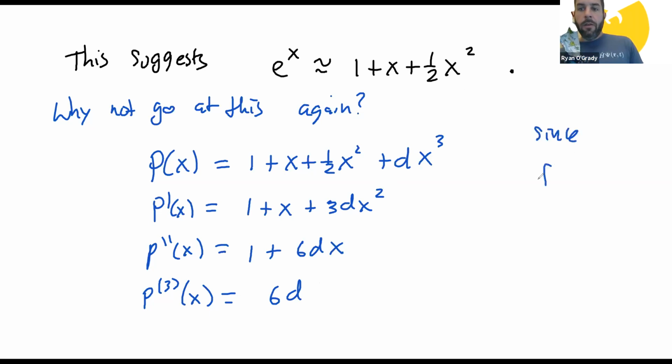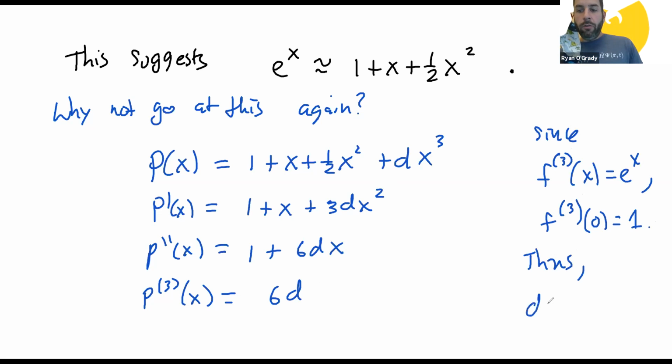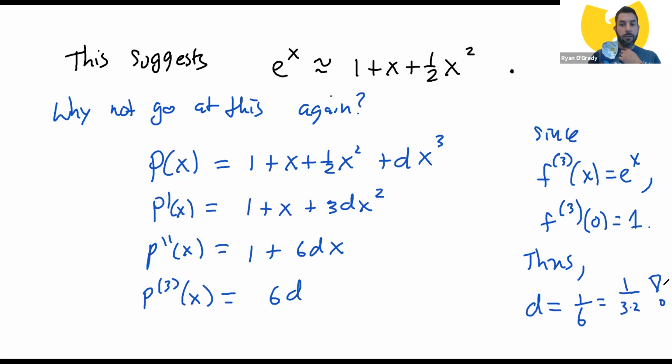That's exactly right. So since f, the third derivative of e to the x, is e to the x, we get the third derivative evaluated at 0 is 1. And of course, thus, we conclude, as you suggested, that D has to be 1/6, but I would ask you to think about this as 1 over 3 times 2, because there's a pattern there. That's right, 3 factorial.